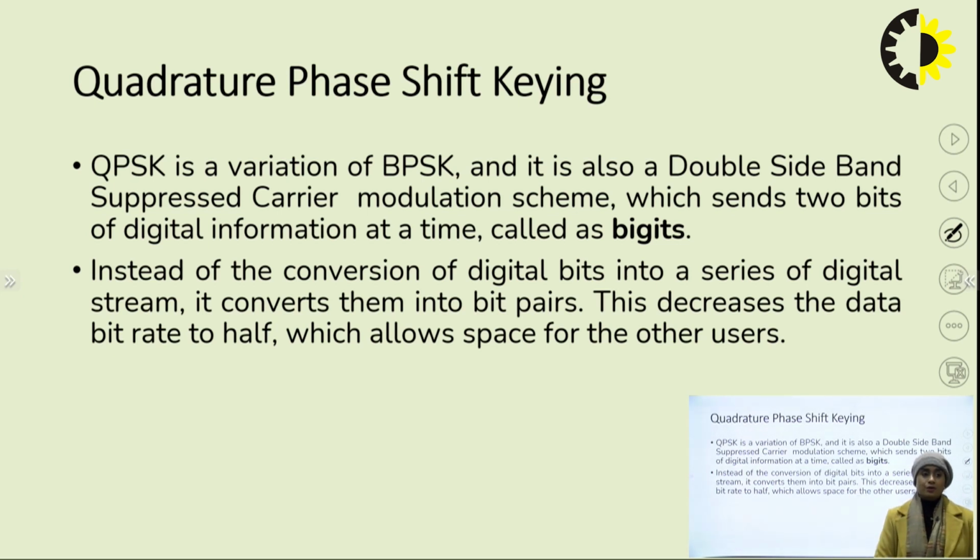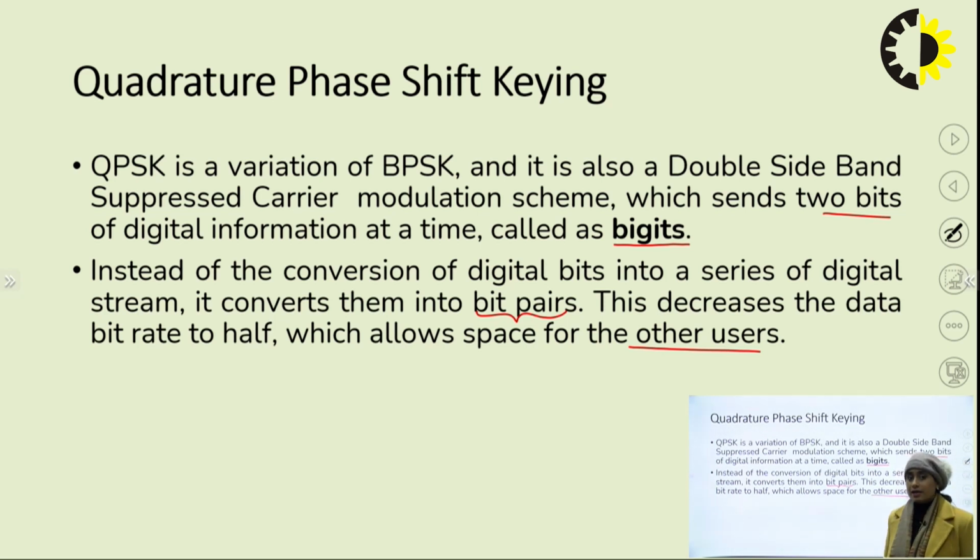And so, QPSK is a variation of BPSK and is also called a double sideband suppressed carrier modulation scheme, which sends 2 bits of digital information at a time, called bits or dibits as well. Instead of converting digital bits into a serial digital stream, it converts them into bit pairs. This decreases the data bit rate to half, which allows space for other users.